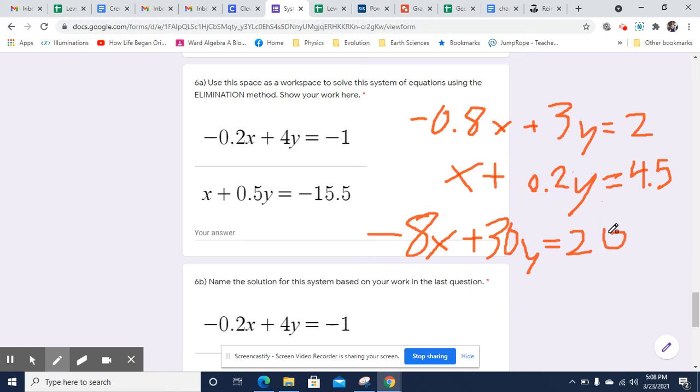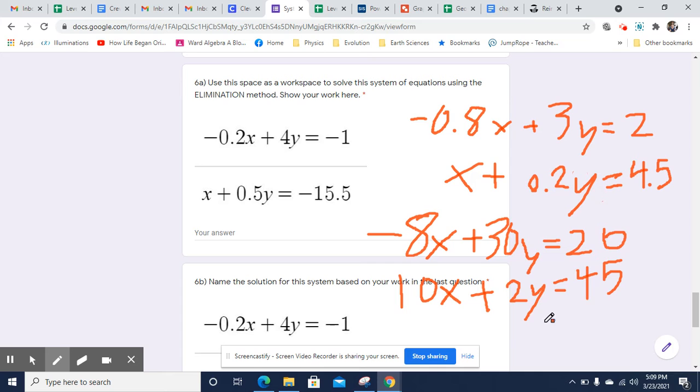That may be a little easier to look at. And this other one, if I multiply everything times 10, this becomes 10x. And that becomes 2y. So plus 2y. And this 4.5 becomes 45. And now I've got something that might be a little easier to think about.